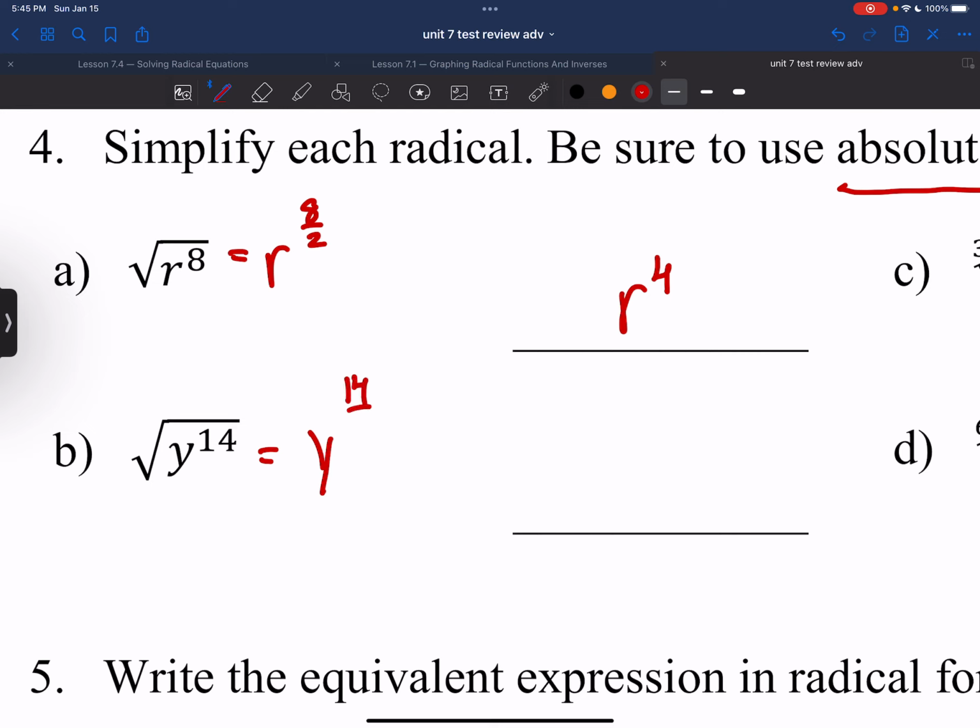y to the 14 over 2, well, that's y to the 7. But hey, that matches that rule I was just talking about. So it should be absolute value y to the 7th, because I've taken an even root of y to the 14th, and the result had an odd power, so I put the absolute value there.